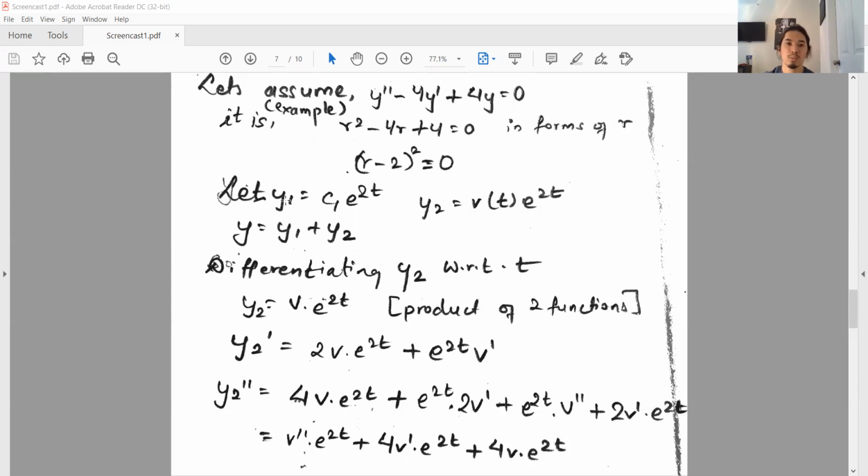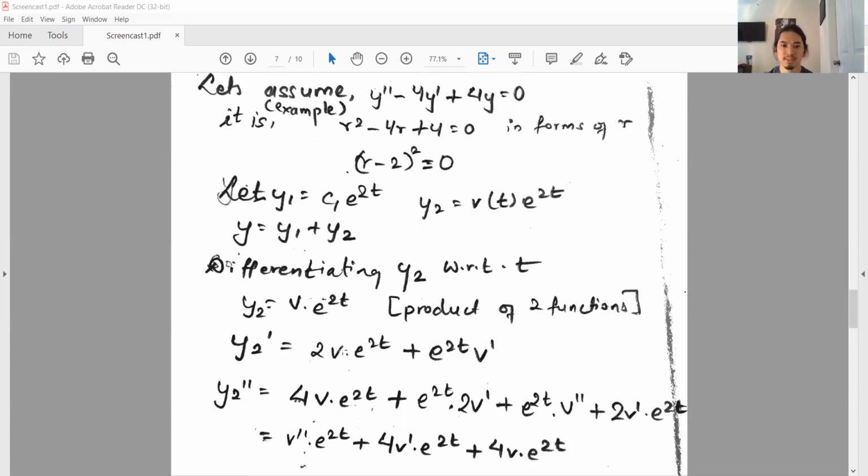Now let y1 be c1 e to the power 2t, and y2 be v(t) e to the power 2t. We add the extra v(t) in order to get that equation. This 2 is just the r over here, and we also know that y equals y1 plus y2. Now differentiating y2 with respect to t, we can write v(t) as v times e to the power 2t. After differentiating y2, we get y2 prime. Since this is a product of two functions, we get 2v times e to the power 2t plus e to the power 2t times v prime. We get v prime from differentiating v.